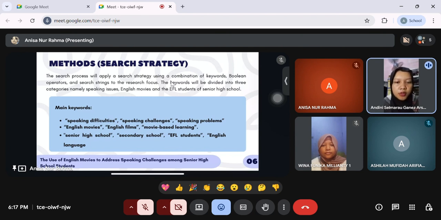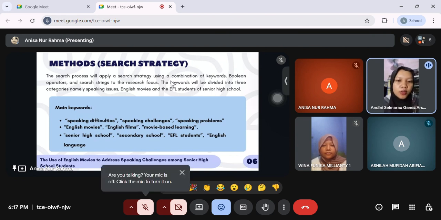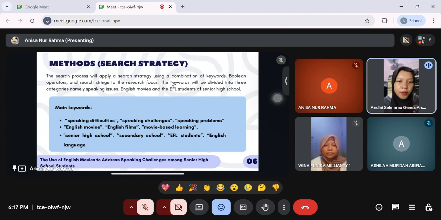And then Boolean operators were applied to combine keywords effectively and narrow down the search results to studies that closely match the research focus. The main keywords used in the study reflect the main variables of the research. Terms related to speaking difficulties were used to identify studies discussing student speaking problems. Keywords such as English movies and movie-based learning were applied to locate studies that use films as a teaching medium. And finally, keywords related to senior high school and EFL students ensured that the selected studies focused on the appropriate learning level. Next, please.